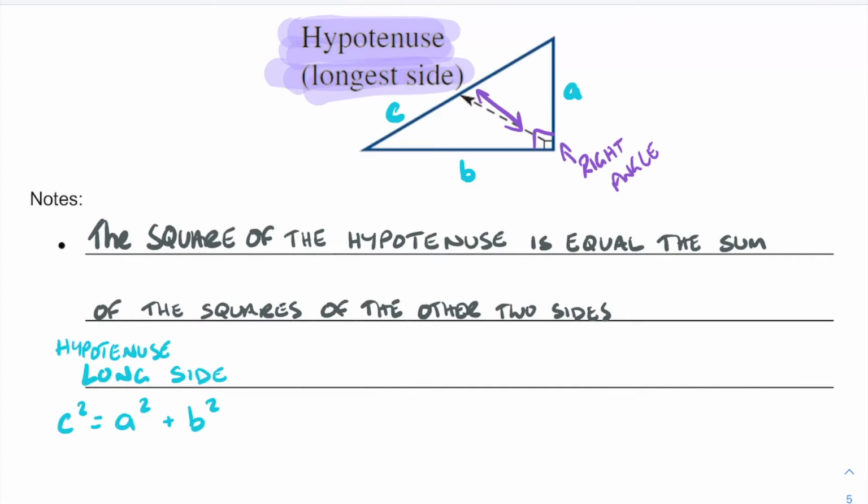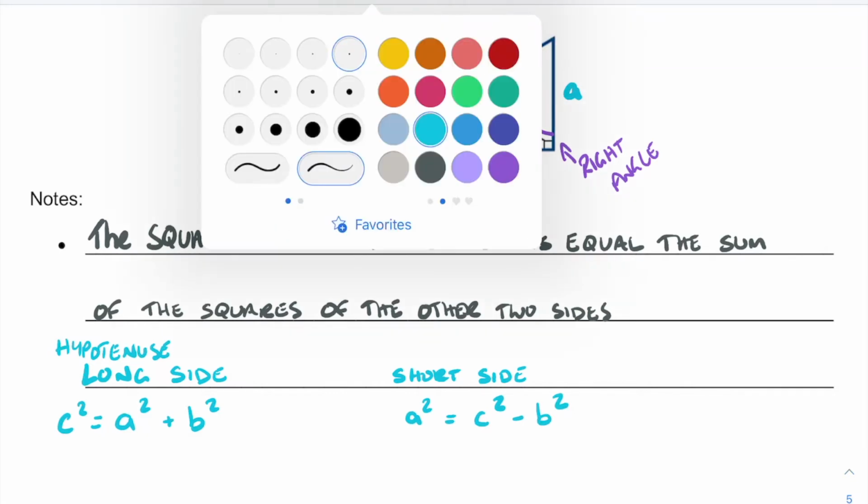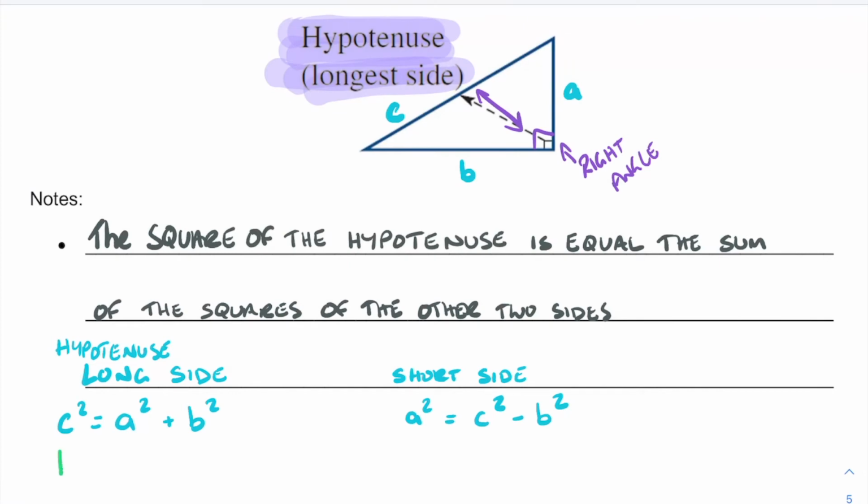This is finding our long side, which is nice and easy, or we can find a shorter side. For this one, we're going to use a squared equals c squared minus b squared. Another way to write both of these out, if I pop in the green, would be h squared equals a squared plus b squared, and the same over here, but instead of using c, we use h for hypotenuse.